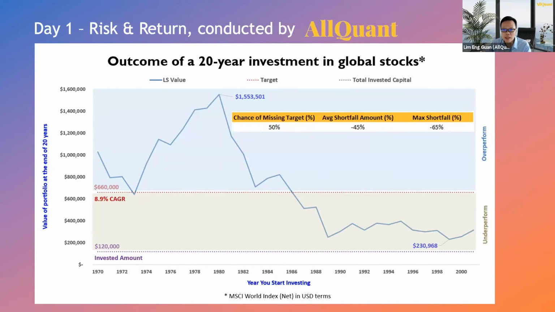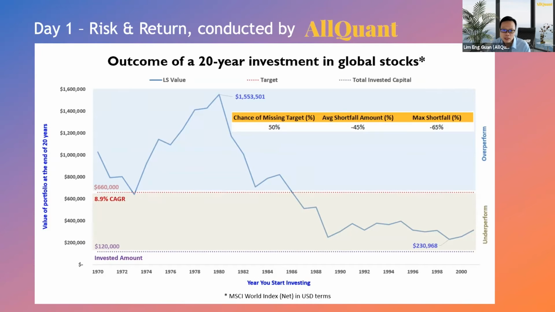What we essentially have here is the outcome of a 20-year investment plan. The plan is this: you invest $120,000 into global stocks at the start of a particular year, and then you hold it for the next 20 years. Your target is to grow your portfolio to a value of $660,000, which works out to about 8.9% per year, because that is the average yearly return of global stocks between 1970 and 2020.